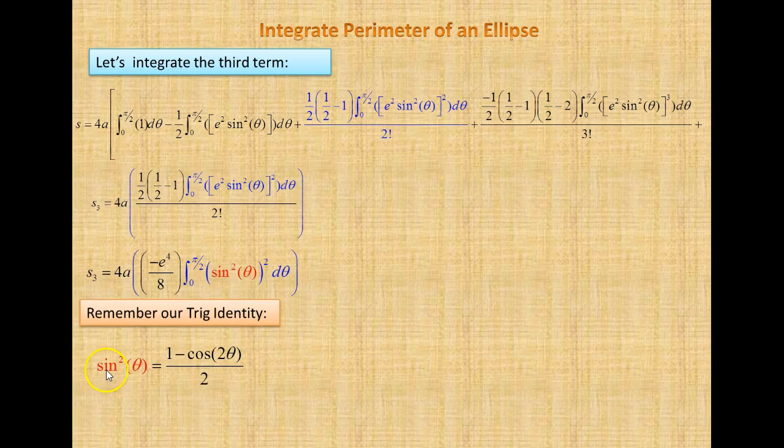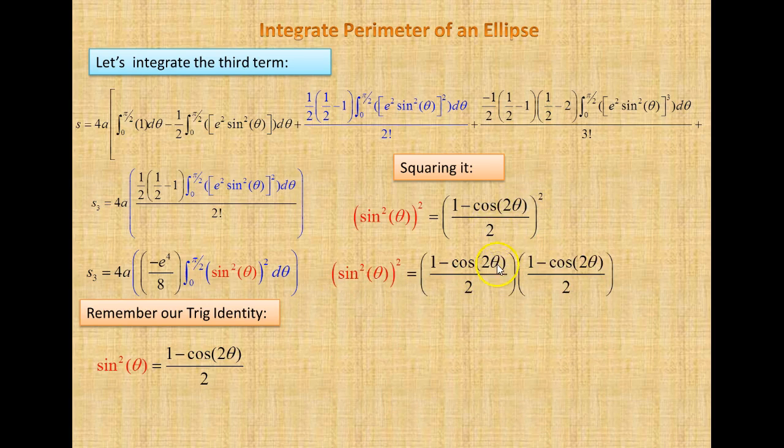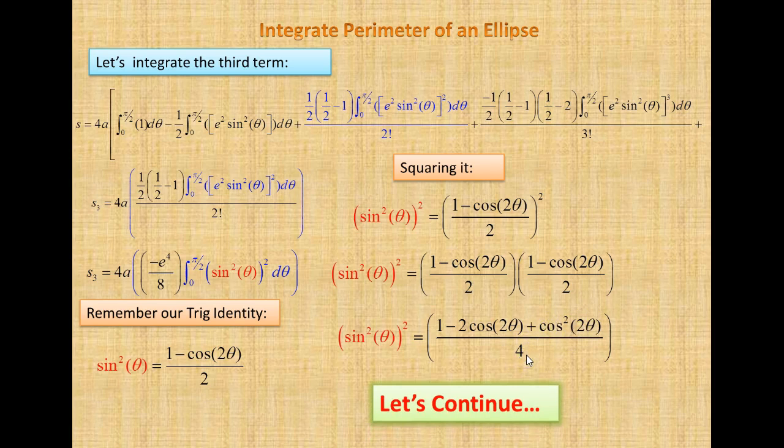Remember our trig identity? Sine squared theta equals 1 minus cosine 2 theta over 2. Well, we're going to substitute that into there, okay? And we're going to square it, see? So sine squared theta squared is equal to 1 minus cosine 2 theta over 2, squared, multiplied by itself twice. So then we take the square of it, and we get 1 minus 2 cosine 2 theta plus cosine squared 2 theta, divided by 4. Let's continue.